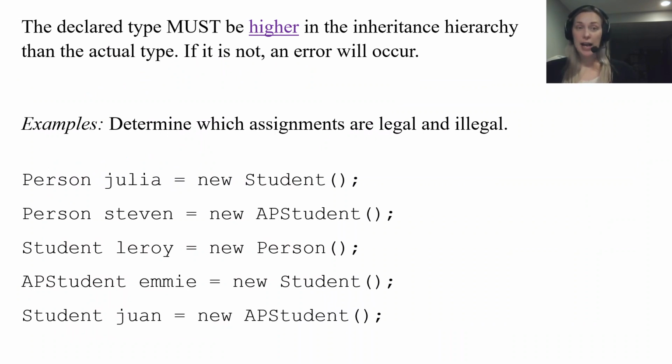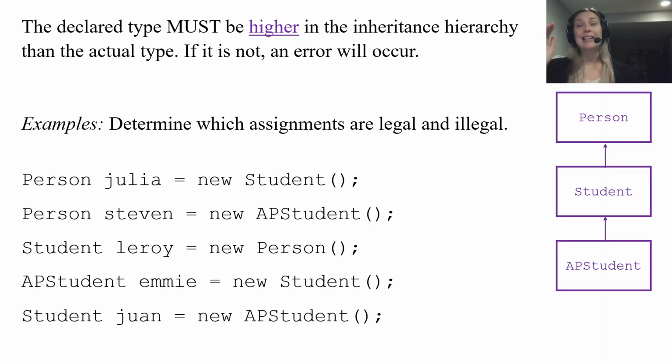So the declared type must be higher in the inheritance hierarchy than the actual type. Okay? If not, an error will occur. So what I mean, remember this is our inheritance hierarchy that we have with person, student, and AP student. AP student is a student and student is a person. Those are the relationships we have.